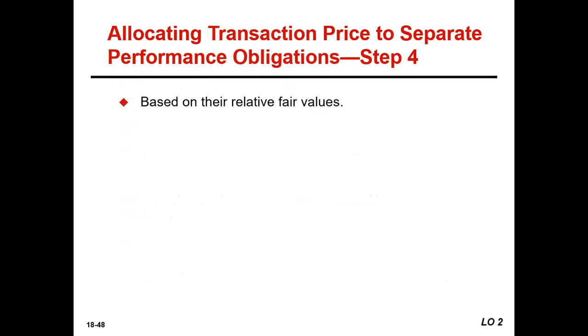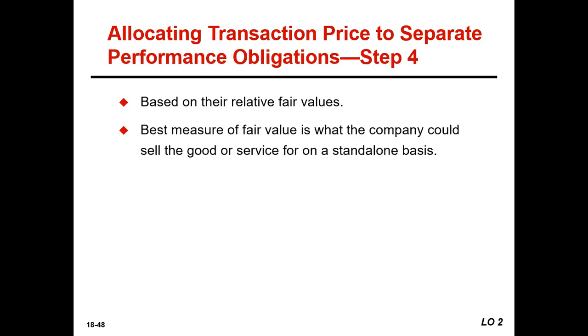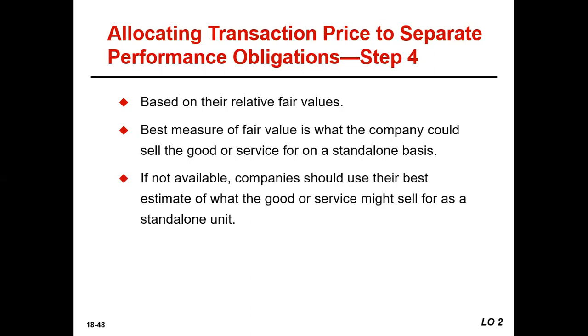So we are now into allocating transaction price to separate performance obligations, which is step 4. So that is based on the relative fair values. Best measure of fair value is what the company could sell the good or service for on a standalone basis. If not available, companies should use their best estimate of what the good or service might sell for as a standalone unit.